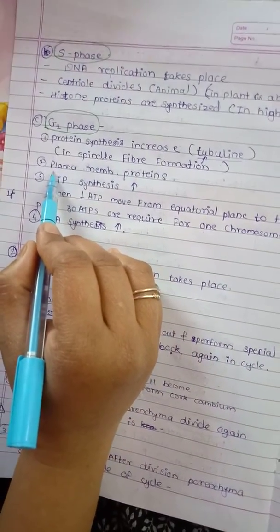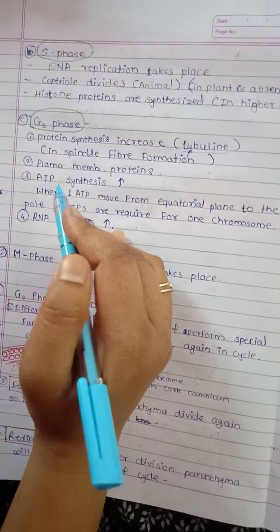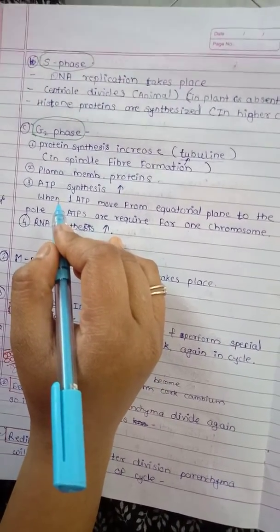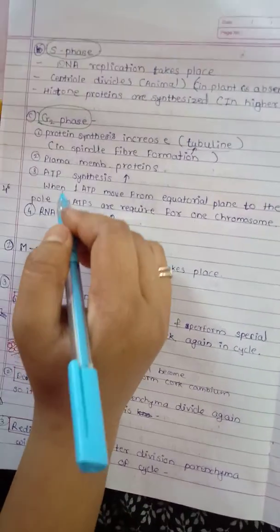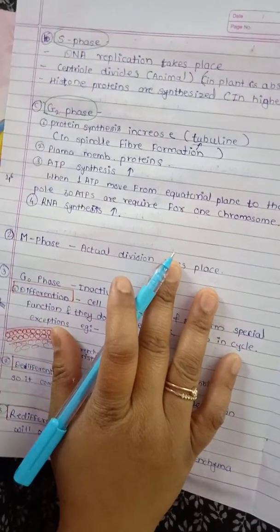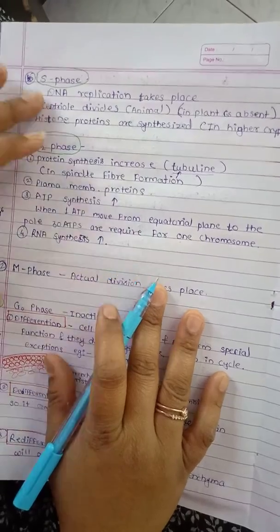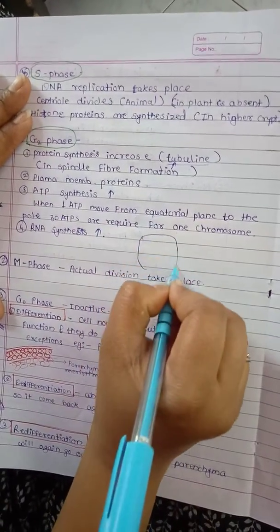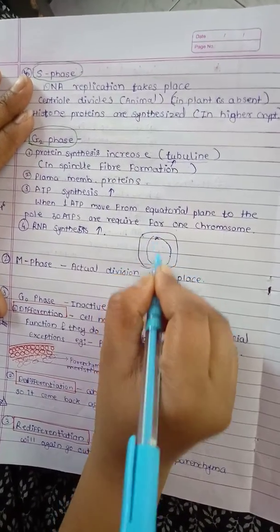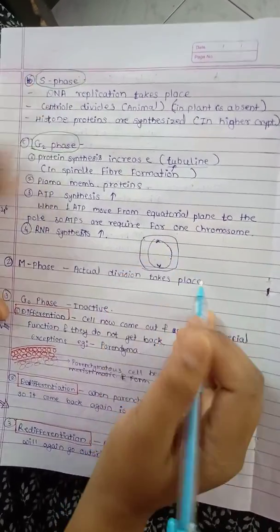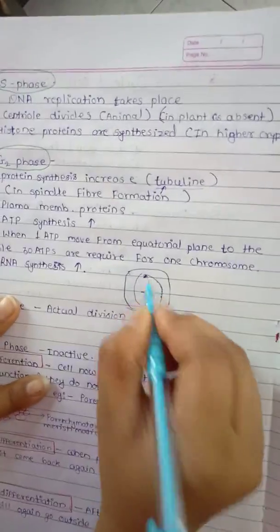Then plasma membrane proteins. The proteins which are required for the formation of the plasma membrane are also synthesized in G2 phase. Then ATP synthesis. Suppose one ATP moves from the equatorial plane to the pole. So suppose this one is a cell, and in that cell these two centrioles are present. So this is the equatorial plane and these are the poles.